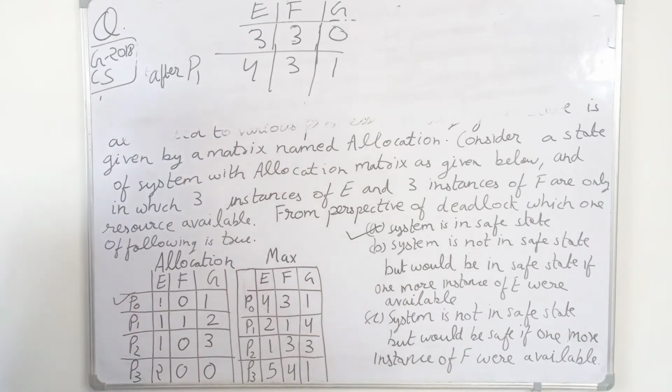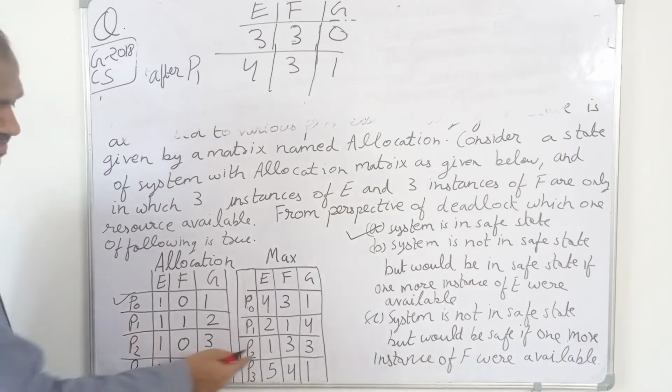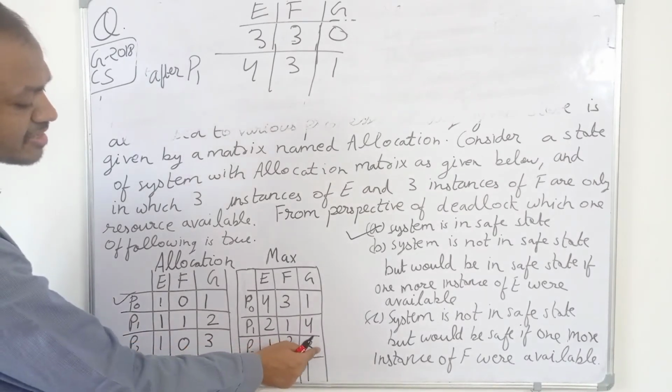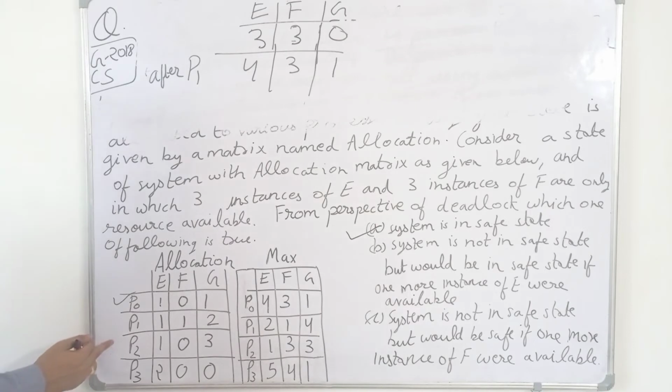We have satisfied P0, we can now satisfy P2 also, because it requires 1 of E and 1 of E is given to it. It requires 3 of G and 3 of G is given to it. It requires 3 of F, and at present it is given only 0, so we give it 3 of F. So now P2 will complete, because now its requirement is satisfied, so P2 will complete execution and it will give its resources back to the system.